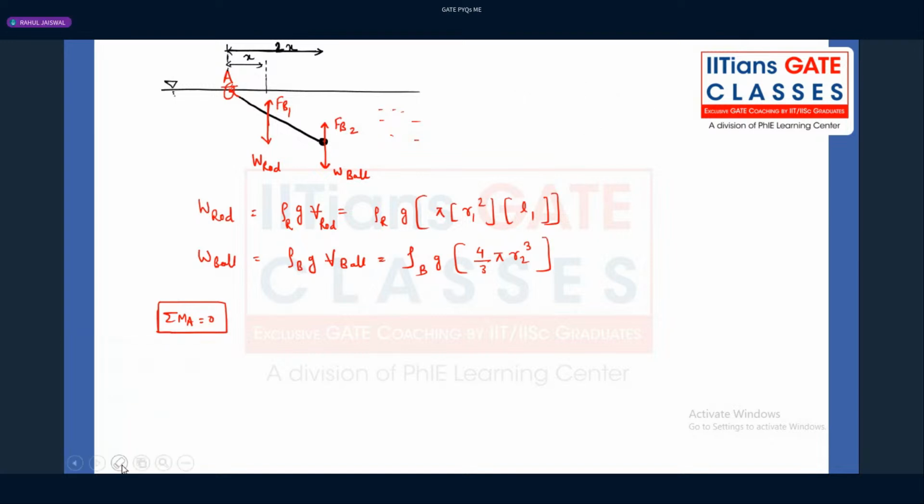Now, guys, what should we do? We should take the moment. If we take the moment, then we can write: W of the rod into x plus W of the ball into 2x must be equal to the buoyancy force 1 into x plus buoyancy force 2 into 2x. Now, what is the buoyancy force 1? Rho of fluid g into the volume of displaced fluid because of the rod. That means the volume of the rod, because the rod is not partially immersed, it is completely immersed.